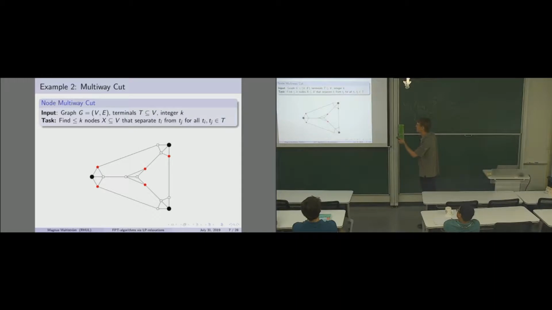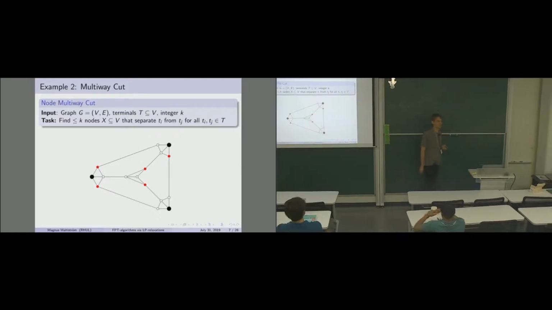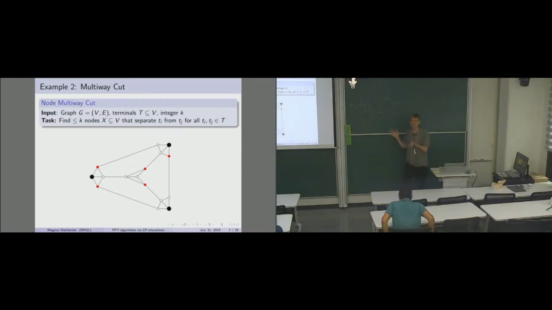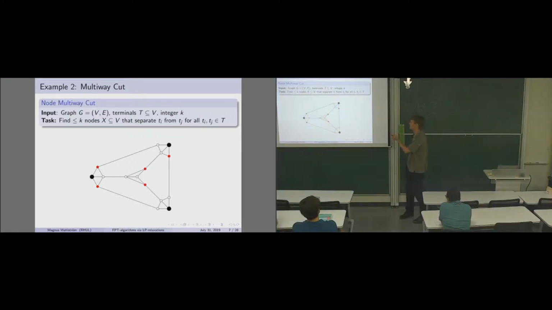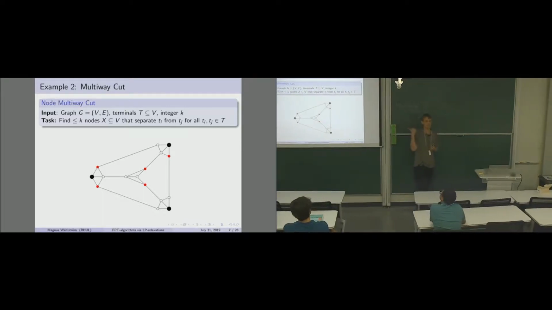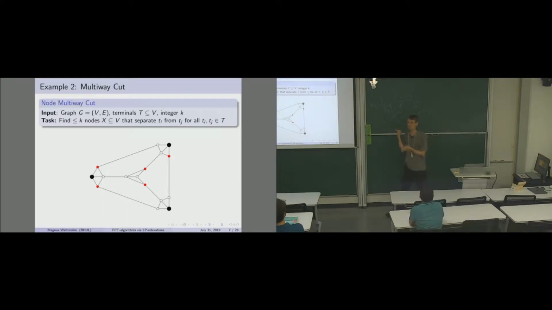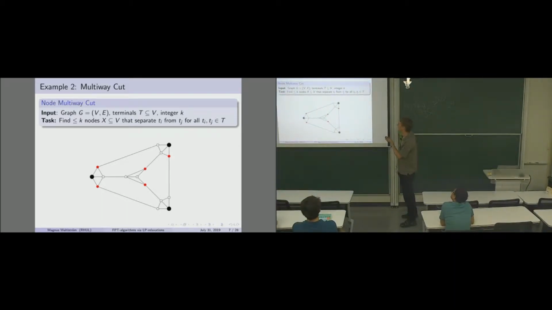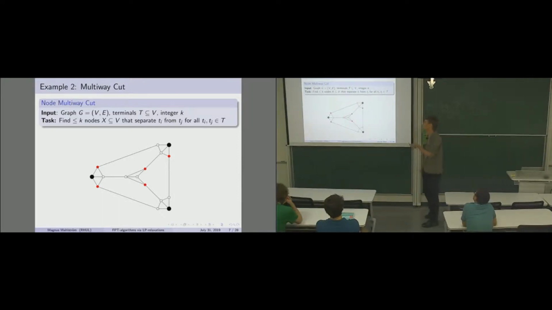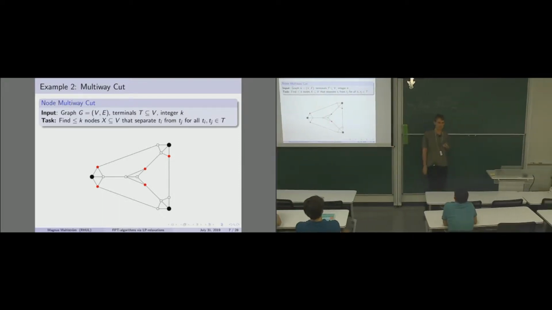The rest are the smaller vertices. And if you look at this, you see that every path between 2 different terminals passes through at least one red vertex. So the red vertices hit all paths between terminals, and finding these vertices is an NP-hard problem. This is the problem we're trying to solve here.